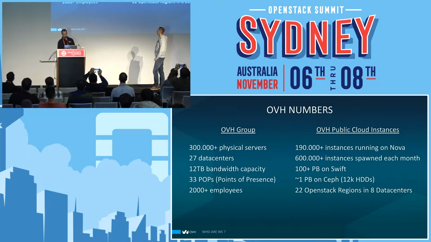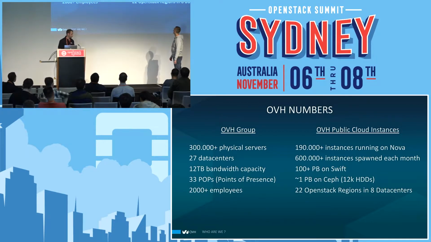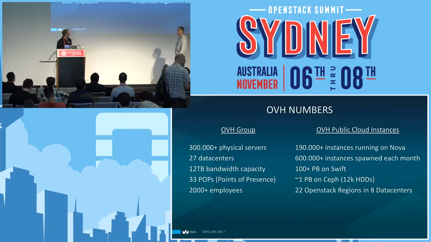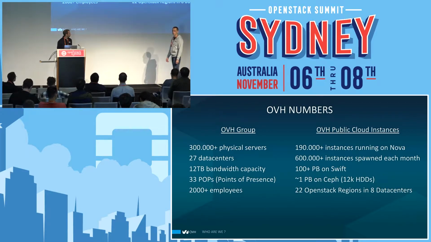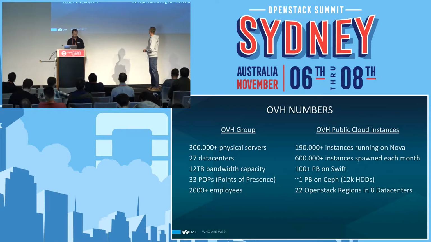About dedicated servers, there are many numbers, but what I would like to focus on is our public cloud and OpenStack related services. Currently we have more than 190,000 instances running, and we spawn more than 600,000 instances every month. It's more than 100 petabytes on our object storage service, and on Ceph, our block storage, we have more than one petabyte. Currently we have about 22 OpenStack regions, and we are in Sydney. It's not public cloud, we have VPS, but it's still a service based on OpenStack.